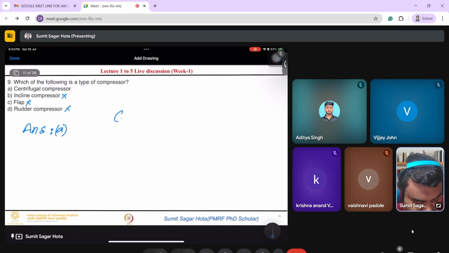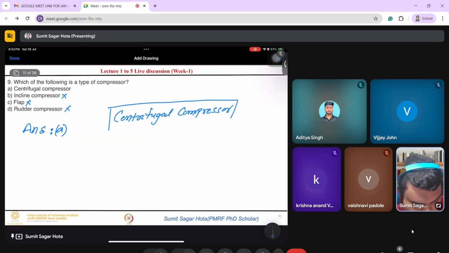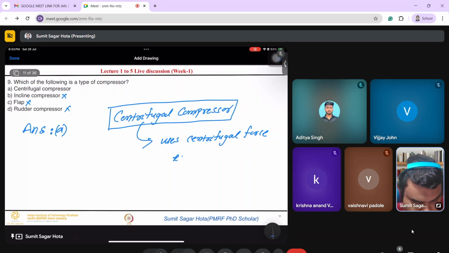These kinds of questions can also be asked to confuse you. So what is a centrifugal compressor? It uses centrifugal force to fling the air.